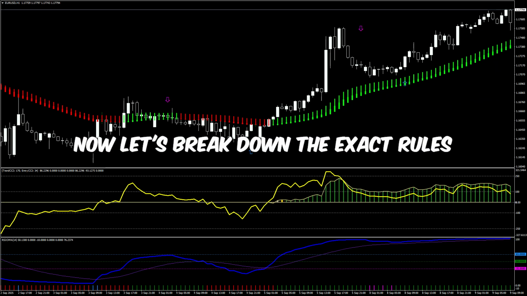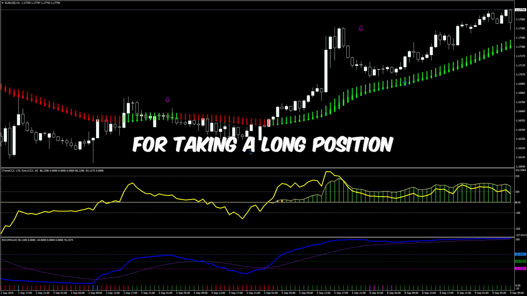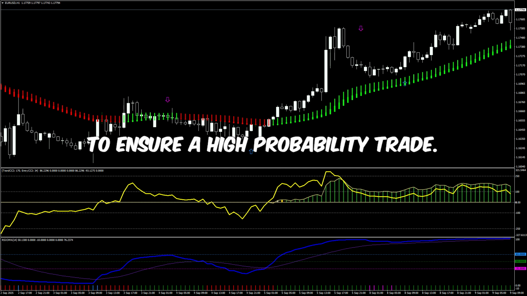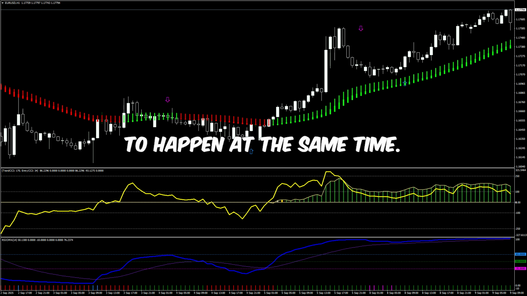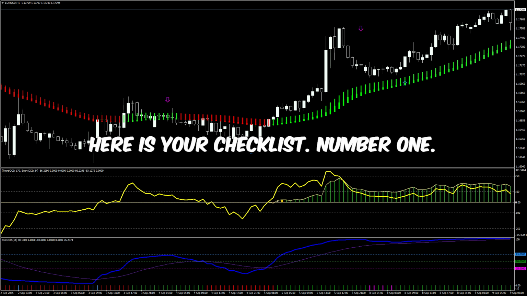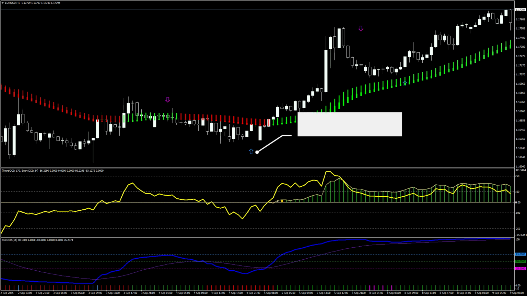Now, let's break down the exact rules for taking a long position. To ensure a high probability trade, we need 3 specific conditions to happen at the same time. Here is your checklist. Number 1, wait for the moving average crossover to generate a clear buy signal. This appears as a blue arrow for the lines crossing upward.